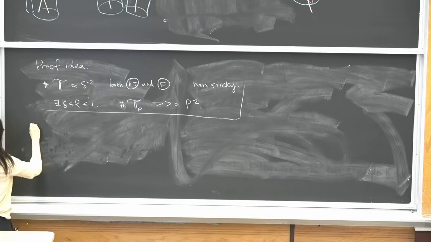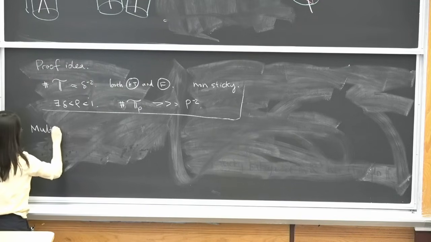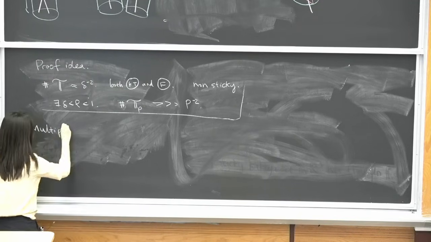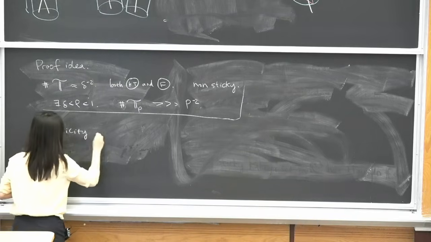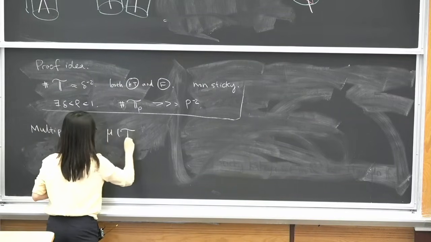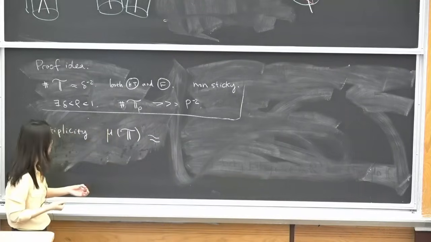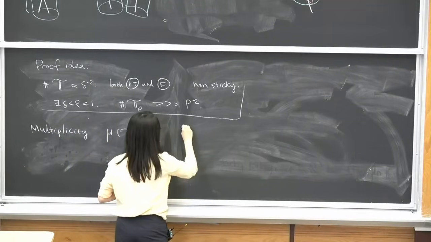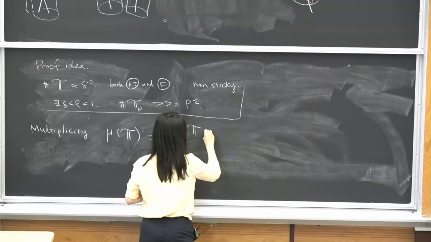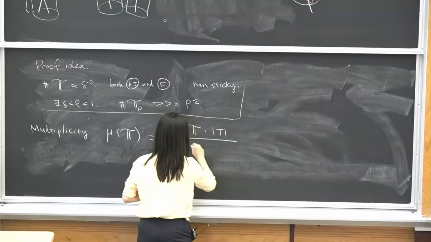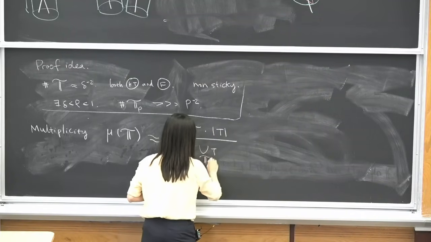Then we study the multiplicity of a typical point. So we define mu T as the number of tubes through a typical point. So here it is the number of tubes times the volume of a tube divided by the volume of the set.